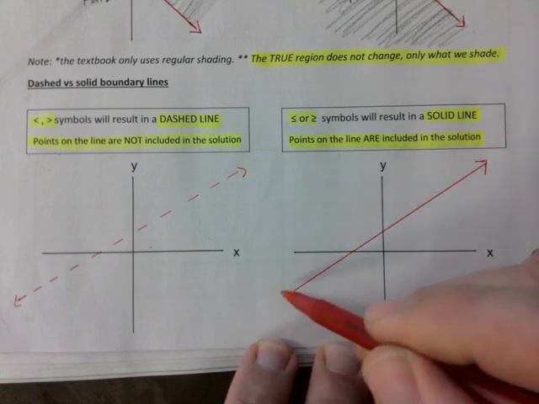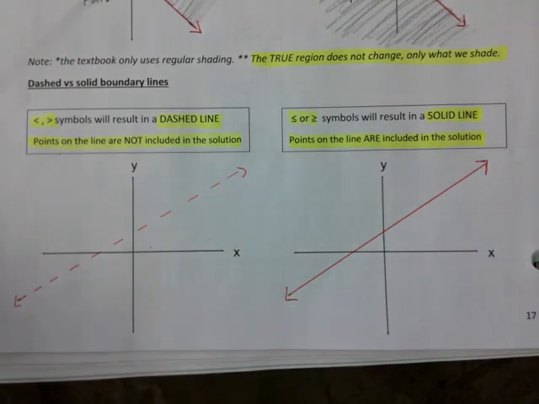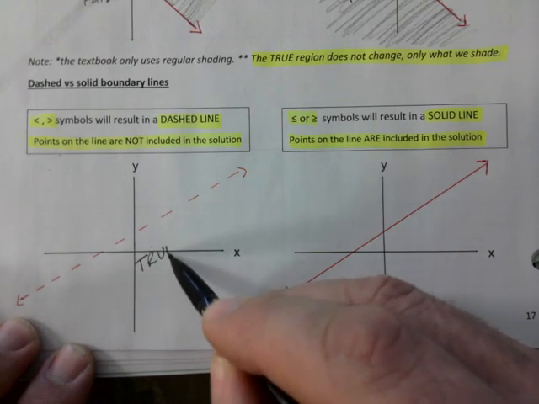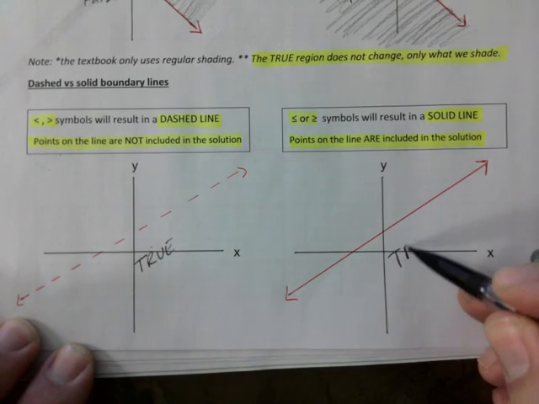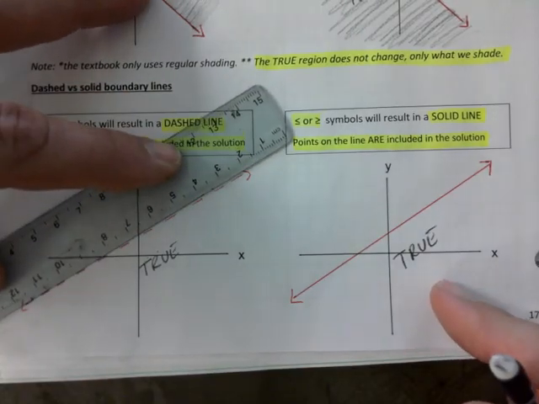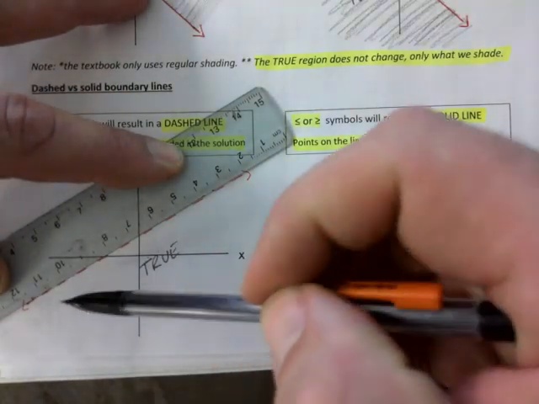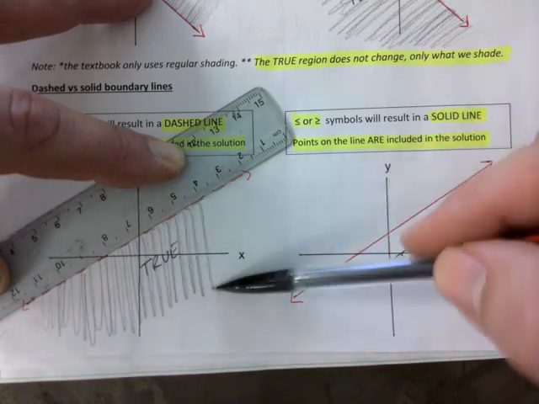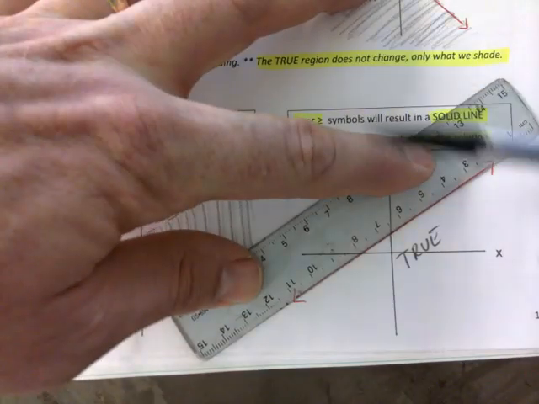Okay. And because we're dealing with inequalities, in this case, let's make the solution, or the true region, the one I'm going to focus on the most, be below that. And for now, let's use regular shading. That means that we would be shading everything below in this case. And same here.